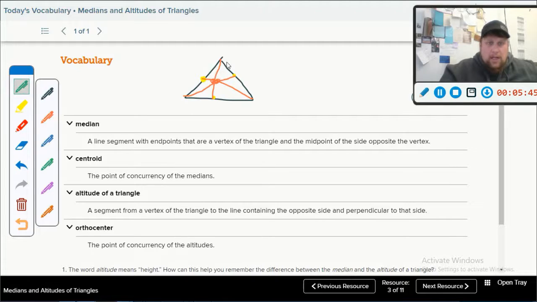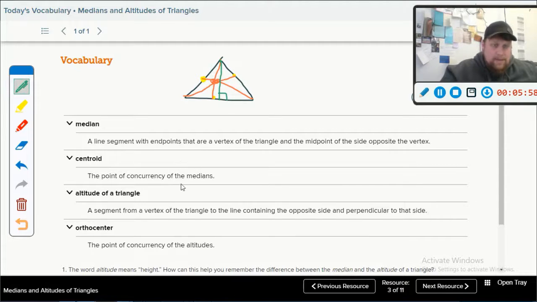Now, it's going to look similar to this median, but it's not, because when I draw this line down, it has to meet that opposite side at a perpendicular angle, okay? And that is the altitude. Then the orthocenter is the point of concurrency of the altitudes.